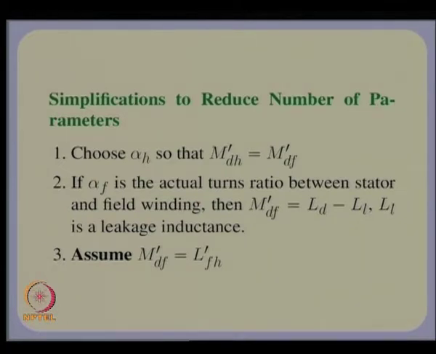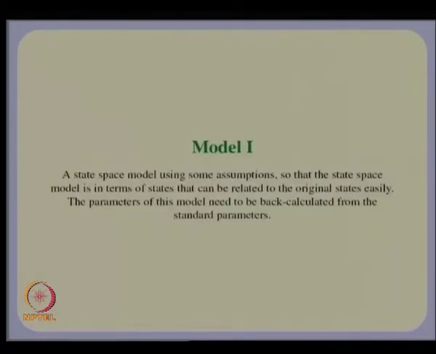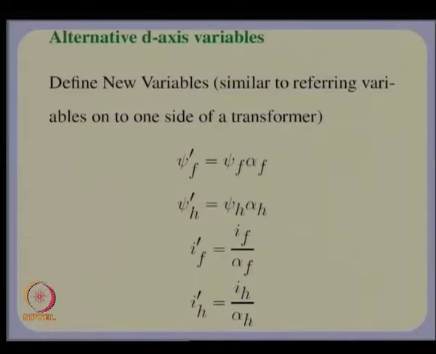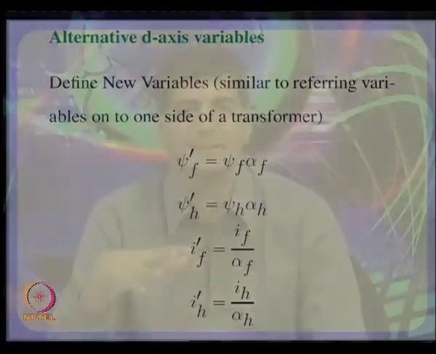So, let us just recap what we are doing. Model 1 is a state space model using certain assumptions, so that the state space is in terms of states that can be related to the original states easily. What do I mean by that? This is an easy relationship. Alpha h and alpha f can in fact be looked upon as turns ratios. You have simply referred things to one side of a transformer.